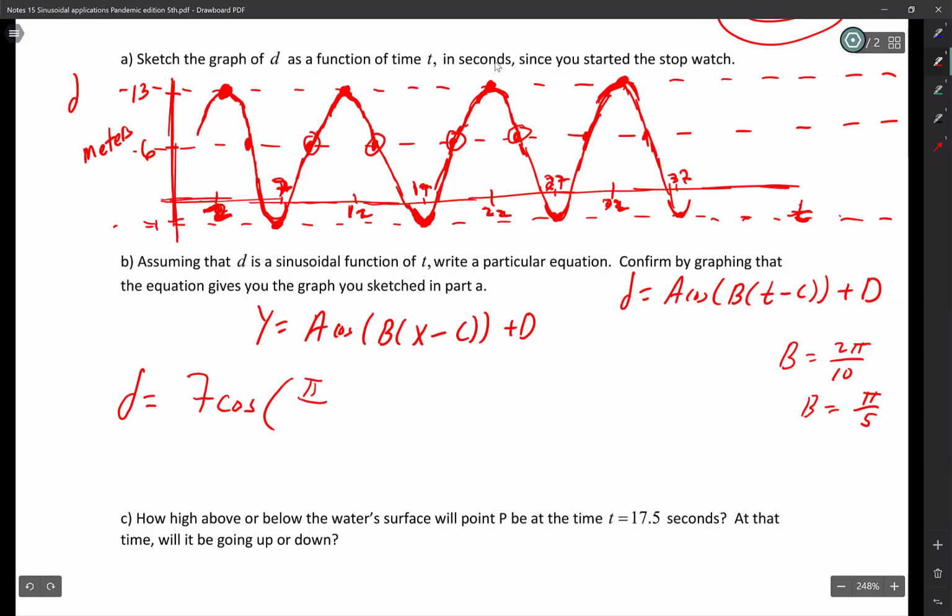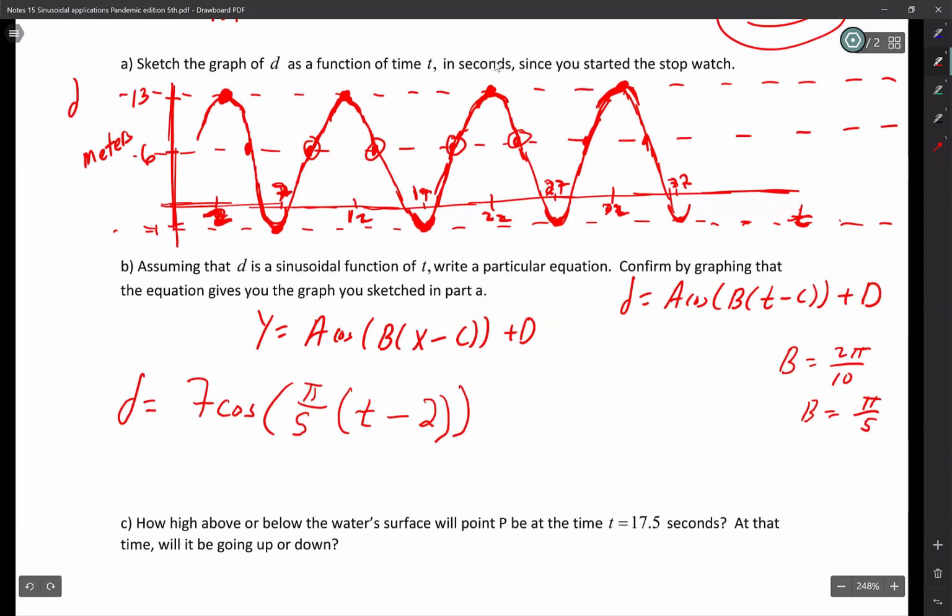So I write pi over 5, open parenthesis, and then I'm going to write a t value because it's a t-axis, minus, and then the first peak happens at 2. If you want to be different, you can write 12 or 22. Like, I don't want to conform to your math, I want to do my own math. Okay, good for you. Do it at 12 or 22 or whatever value you want. Plus your midline is 6. So there it is, guys.